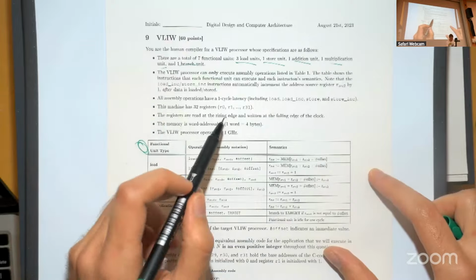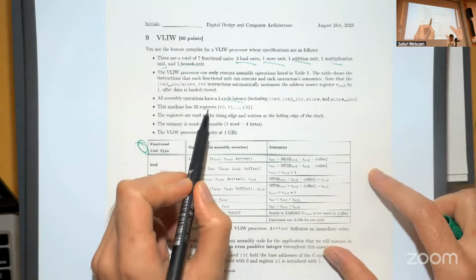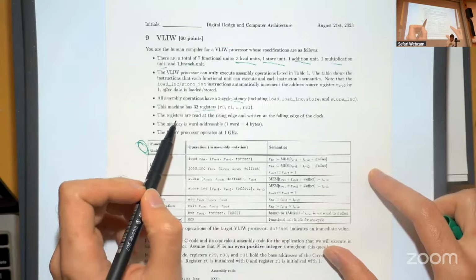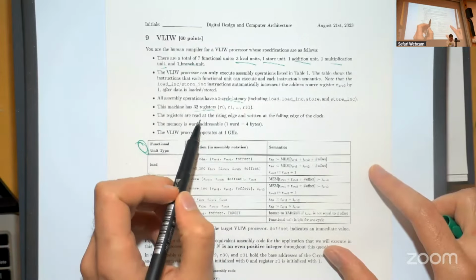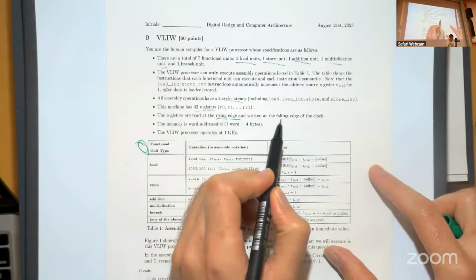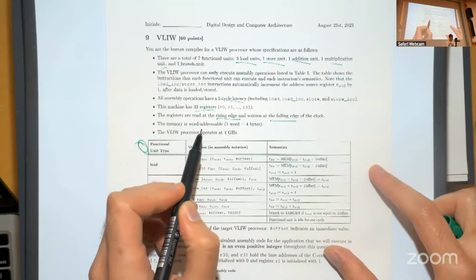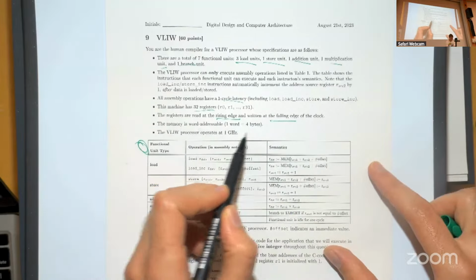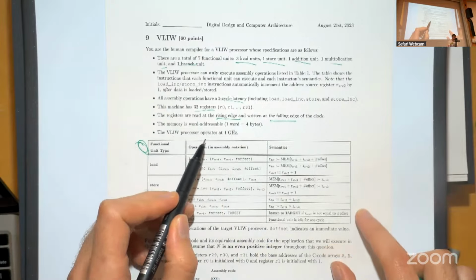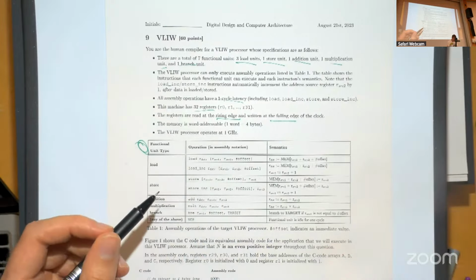All assembly operations have 1 cycle latency. We have 32 registers, we won't need that. The registers are read at the rising edge and written at the falling edge of the clock. And the memory is word addressable, 1 word equals 4 bytes, and the VLIW processor operates at 1 gigahertz.